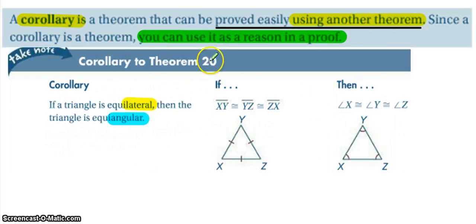Our corollary to Theorem 20 relates, instead of just having two sides congruent, to having all three sides congruent. So if the triangle is equilateral, notice lateral relates to the lengths of the sides, then the triangle must be equiangular. And we all know, hopefully, that the prefix equi means the same.